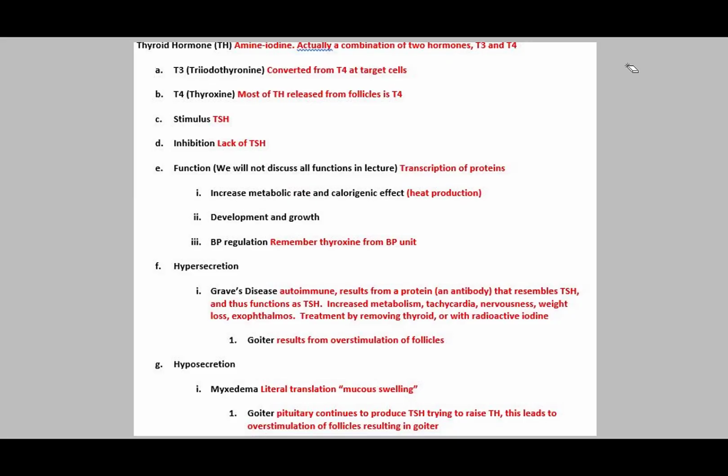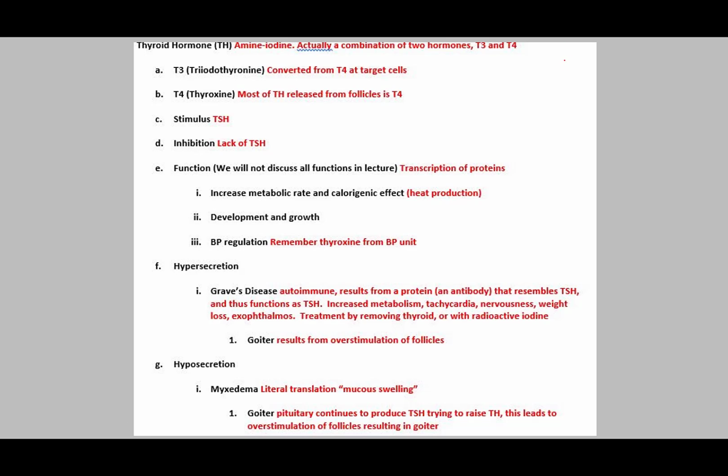So here is, again, I've filled it out for you, but there is more to it. So make sure that you don't just leave it as is. Make a little bit of note of your own. Thyroid hormone is an amine iodine. So that means that it's amino acid based, but it has iodine attached to it. And that's actually what the 3 and the 4 mean.